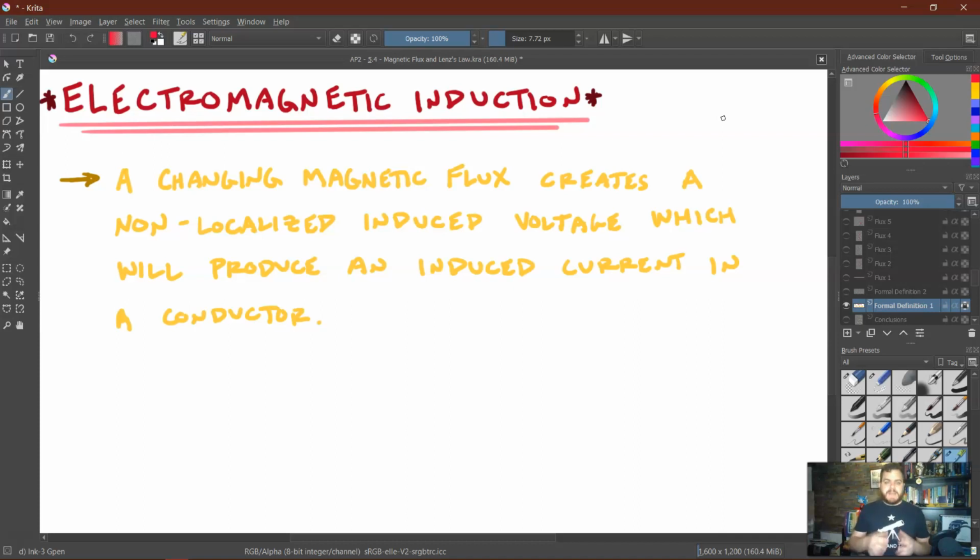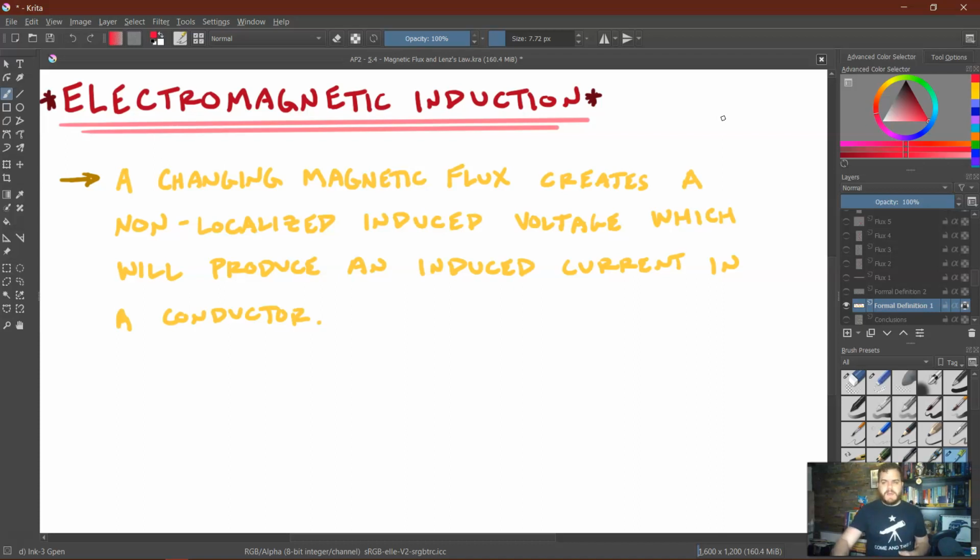And electromagnetic induction, this is the formal definition here, and trust me, we're going to break it down piece by piece today. The formal definition is that a changing magnetic flux creates a non-localized induced voltage, which will produce an induced current in a conductor. So there's a lot going on there.